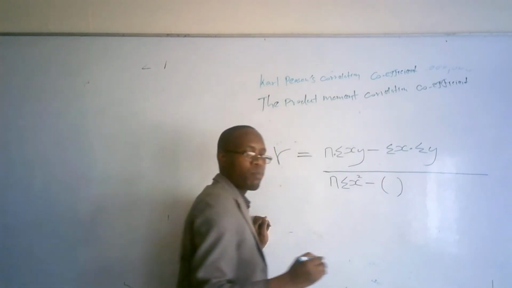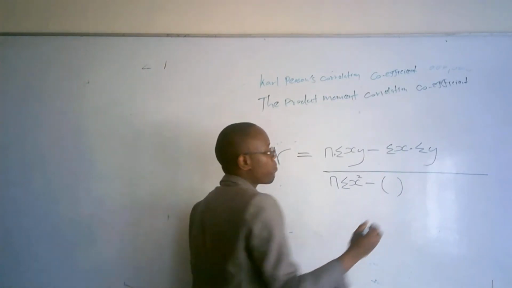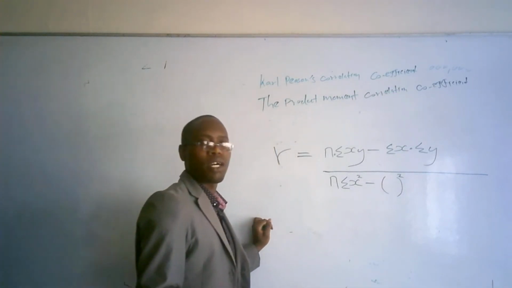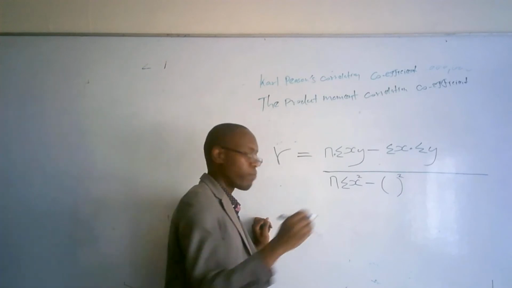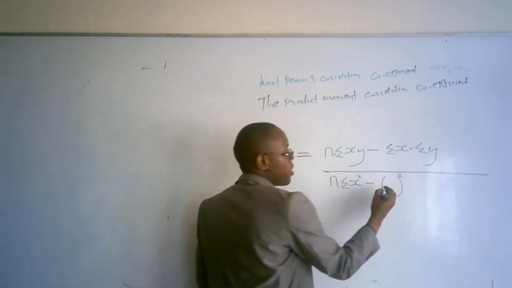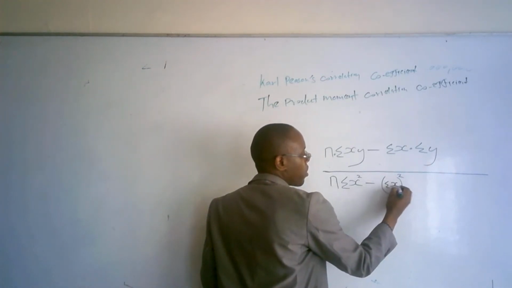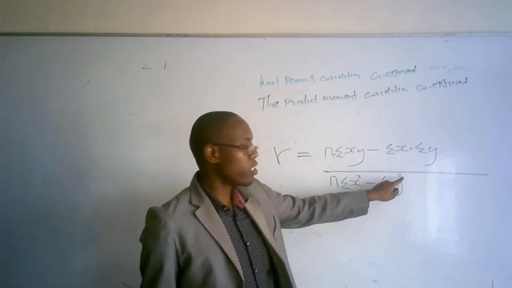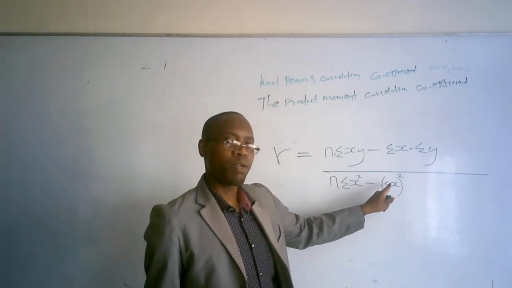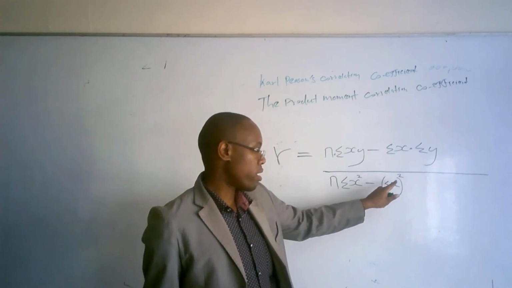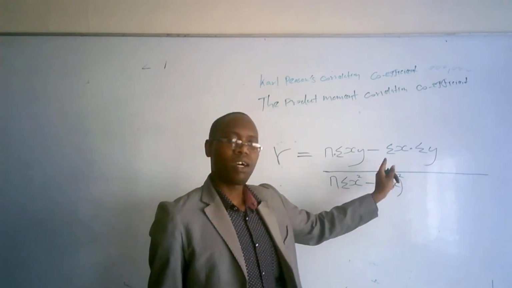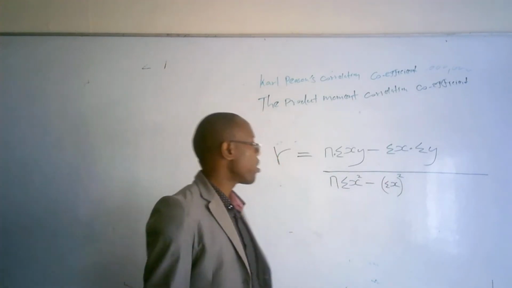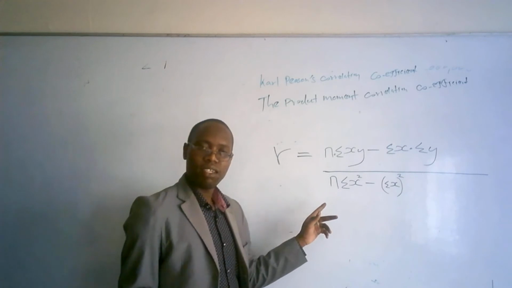Now people make mistakes here. So start by putting that bracket, and you put the square outside that bracket, and the element inside is summation x. Don't make the mistake of putting the square inside, on the x here. You will just get a long answer. So you put the bracket first, and then the square should be outside that bracket.